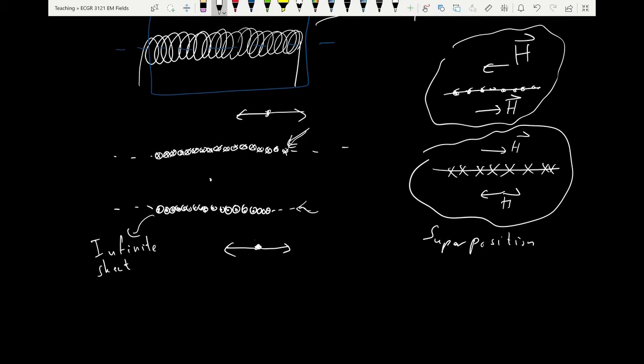If I now test a point in the middle, inside the solenoid, oh sorry, I did it wrong. The lower sheet, I'm above it, right? It's going to give me a field in this direction, and the upper sheet is going to give me a field in the same direction. The fields are going to reinforce each other, and I end up with the magnetic field only existing in the middle of the solenoid. The question is, what is the magnitude of the field? And to find the magnitude of the field, we need to apply Ampere's law.